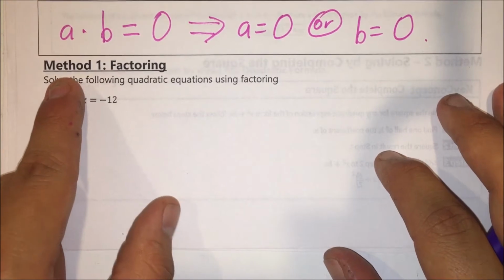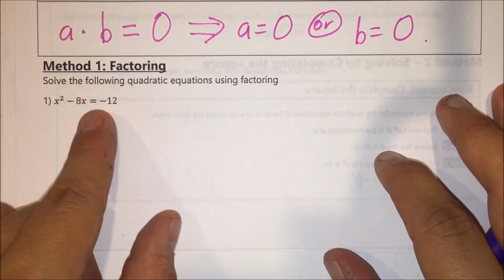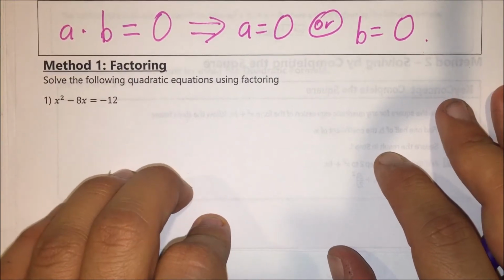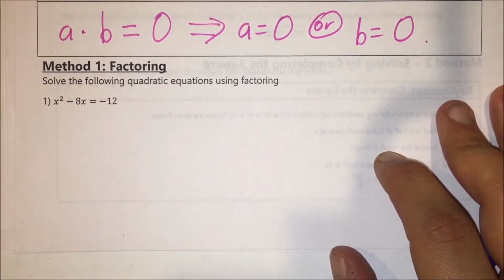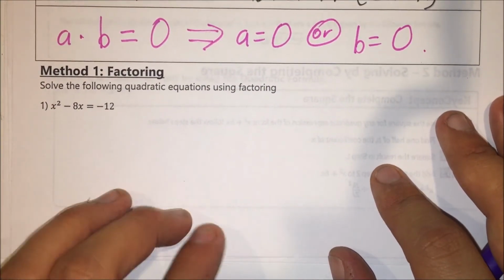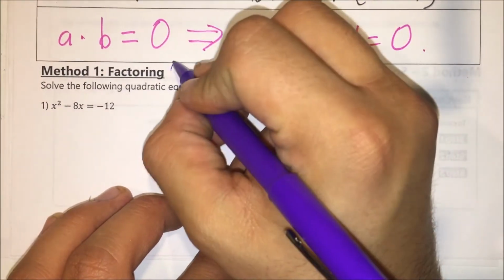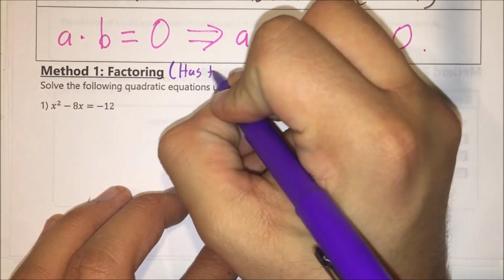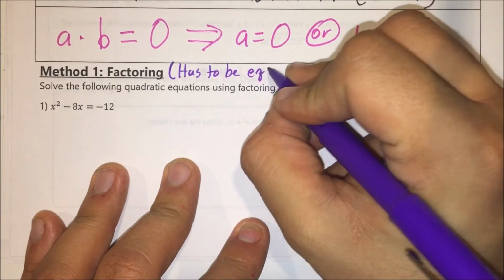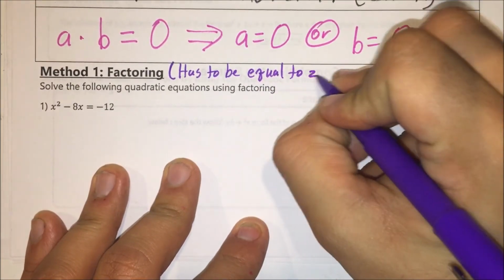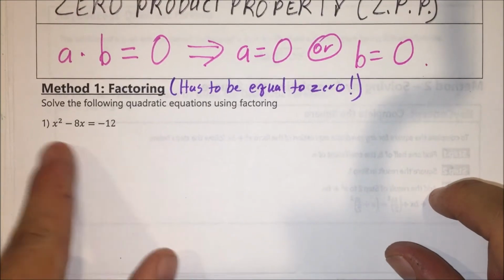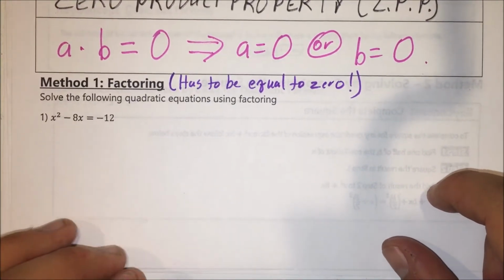So we're going to learn about three methods to solve quadratic equations. The first one is called factoring. Again, we've done factoring before with an equation, but let's see what's going on here. Now, in order for factoring to work, it has to be the case that the equation is equal to 0. So in order for you to factor something, you have to have this equation equal to 0.